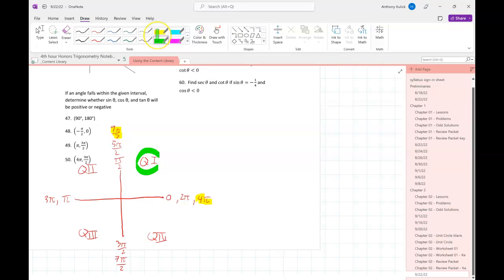Aha, so we're talking about quadrant 1. In quadrant 1, the coordinates are x is positive, y is positive. So this tells me that cosine is positive, this tells me that sine is positive. And then because tangent is y over x, that's positive over positive, so that's positive also.